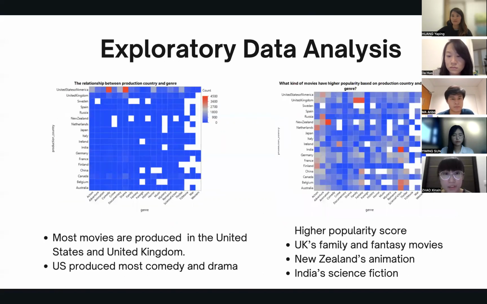Next slide, please. Now, let us zoom in on the relationship between popularity and production country. The left graph is about movie number and country. Most movies are produced in the United States, followed by the United Kingdom, and the US produced the most comedy and drama films. The right graph shows the popularity among different combinations of genres and countries. Red represents a higher score, while blue represents a lower score. Higher popularity scores are UK's family and fantasy movies, New Zealand's animation, and India's science fiction. Next slide, please.